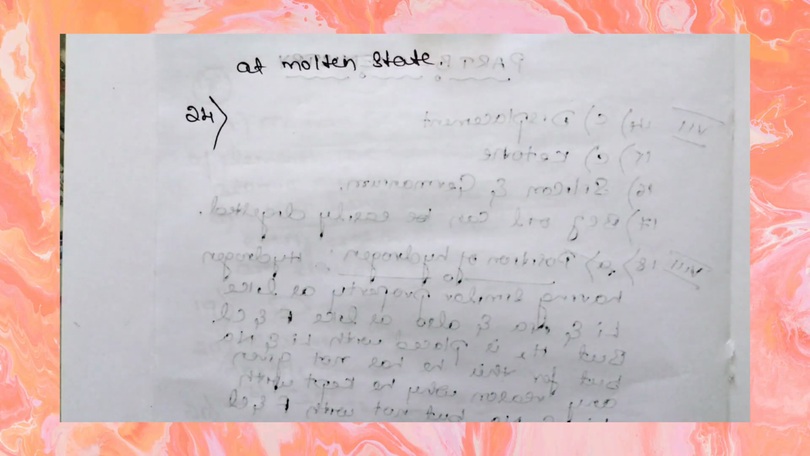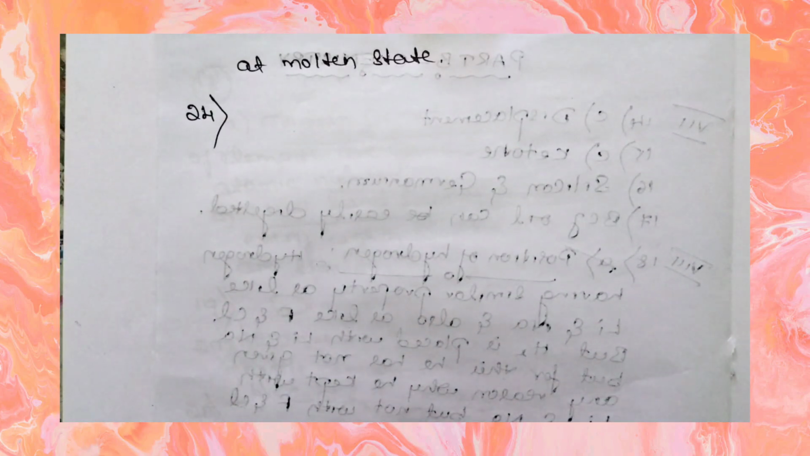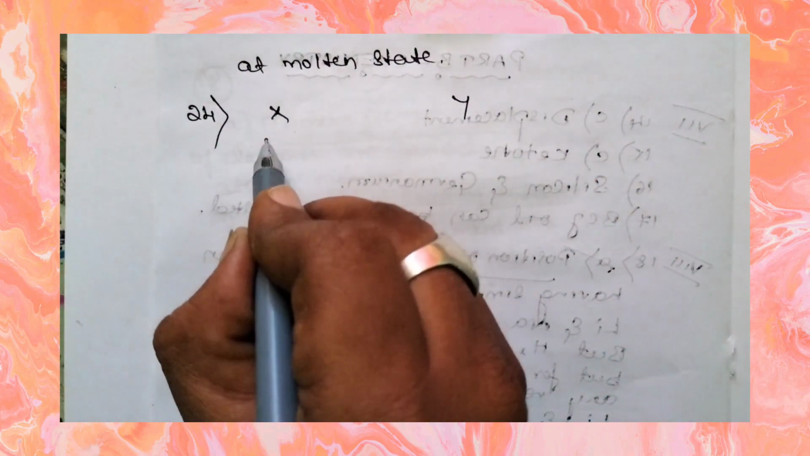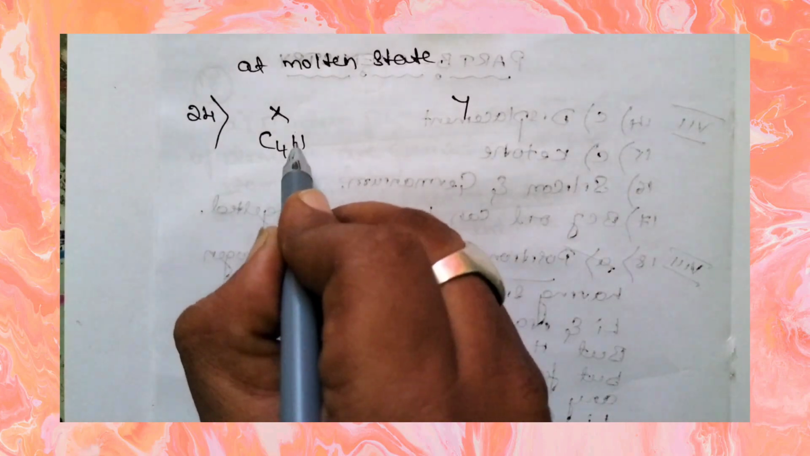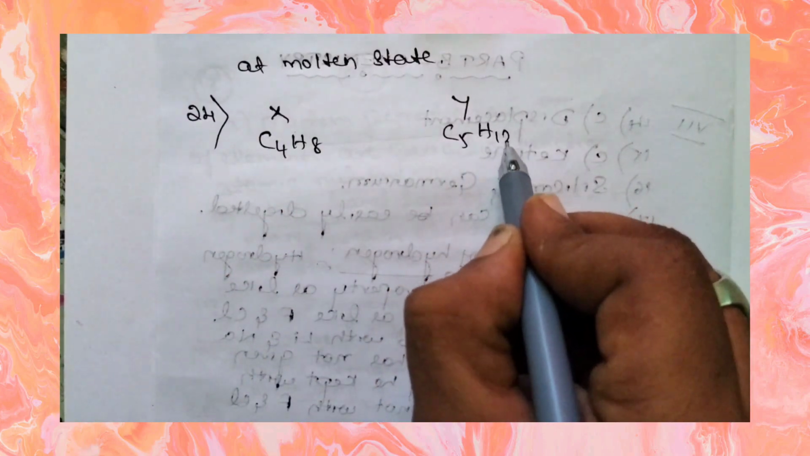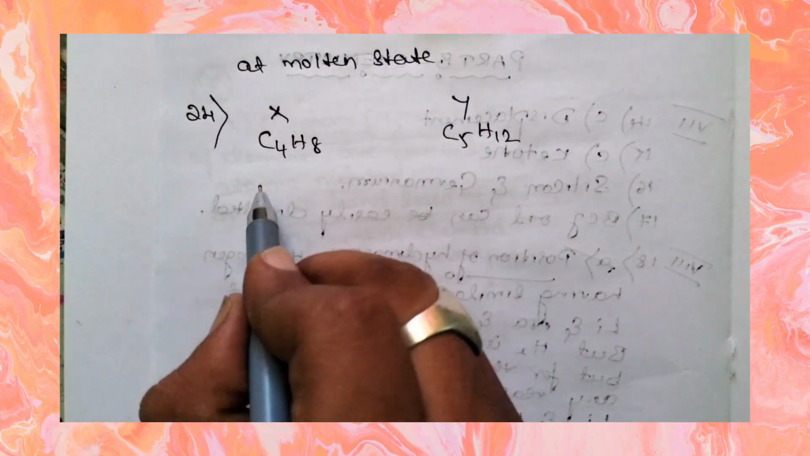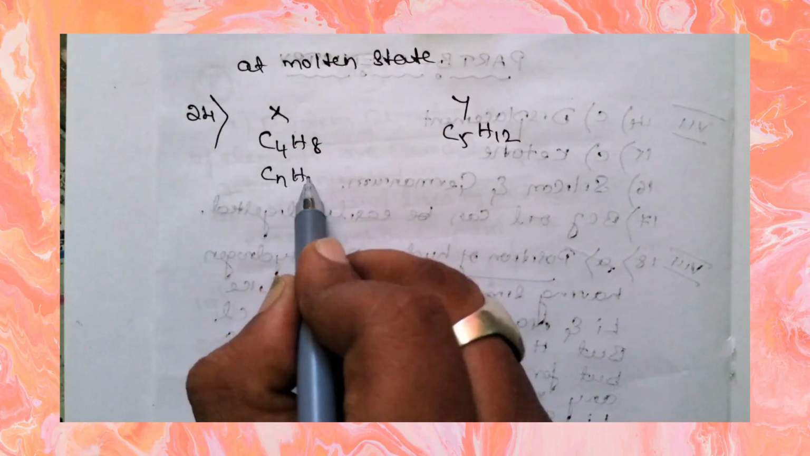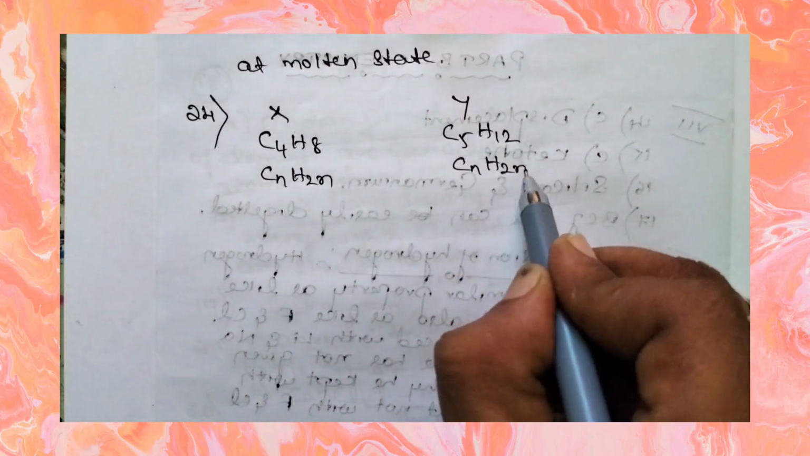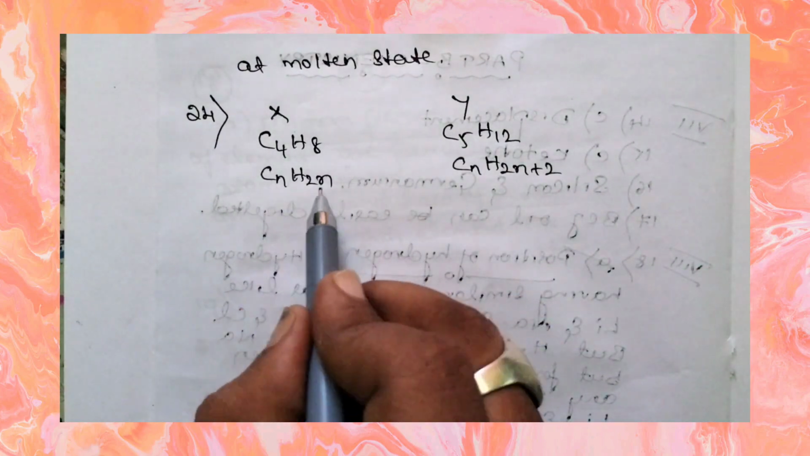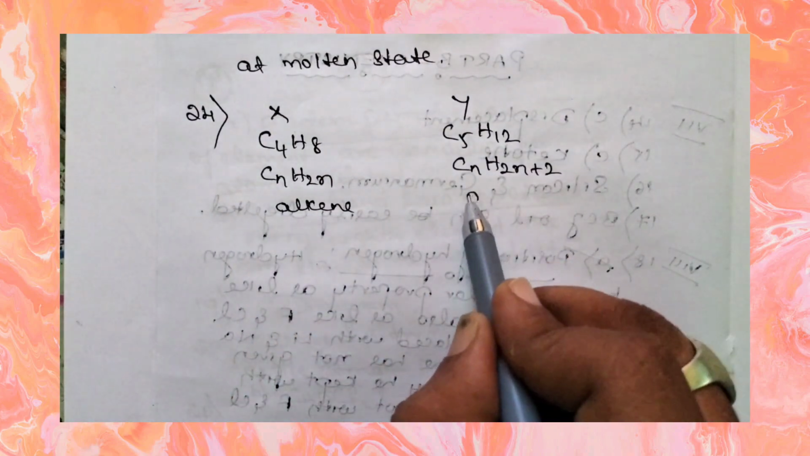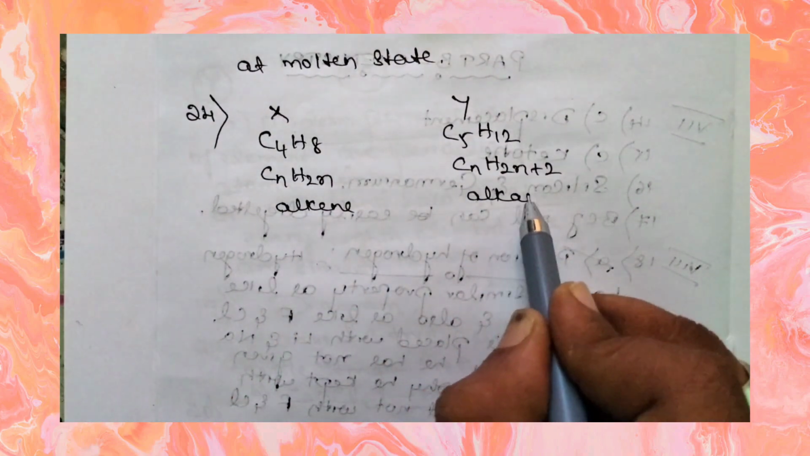So first question, two carbon compounds X and Y. X has molecular formula C4H8 and Y has C5H12. Among these two, one has general formula CnH2n and the other has general formula CnH2n plus 2. If it is CnH2n, it is an alkene. If it is CnH2n plus 2, it is an alkane.